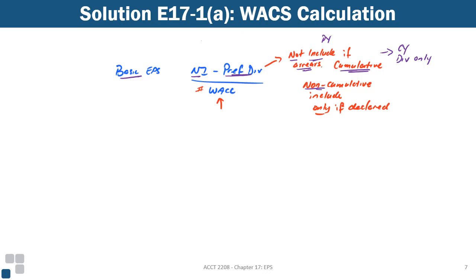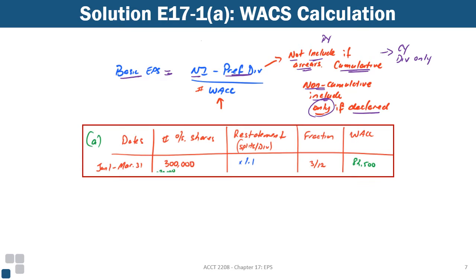Now, if the dividends are non-cumulative, we would include the preferred dividends only if a dividend is declared. Okay, so watch out for those common mistakes students make. So basic EPS is net income minus the preferred dividends divided by weighted average common shares. And now we'll show you how to calculate the weighted average common shares.